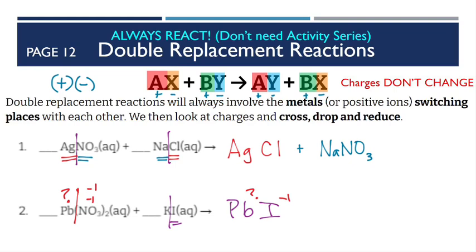So I just need to ask myself, what is lead's charge that would cancel out the 2 -1s from those 2 nitrates? Well, hopefully you're realizing that would have to be a +2 charge. So that means our lead over here is still a +2 charge, because charges don't change. And if that's a +2, when we cross, drop, reduce, that 2 is going to be crossing over onto the I, and the 1 from the iodine could be crossing over too, and we just don't write 1s. So PbI2 is our final formula.